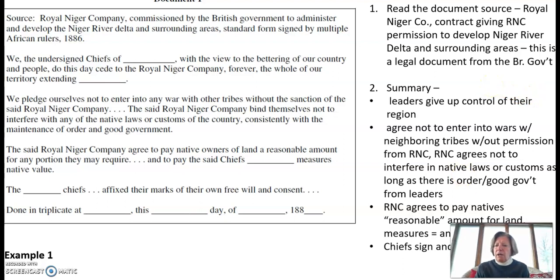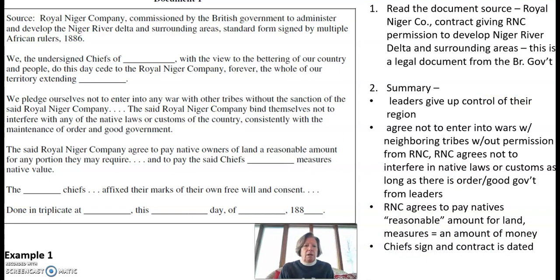So the summary of the document, basically it says that the undersigned chiefs, so that's a blank, with the view to bettering our country and the people, do this day cede to the Royal Niger Company forever the whole of our territory extending, which these are left blank so that they can fill them in. And then we pledge ourselves, this is we being the indigenous people, pledge ourselves not to enter into any war with other tribes without the sanction of the Royal Niger Company.